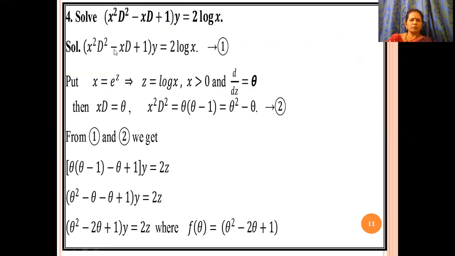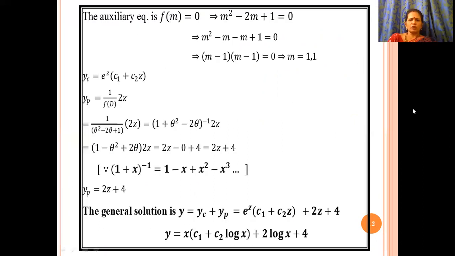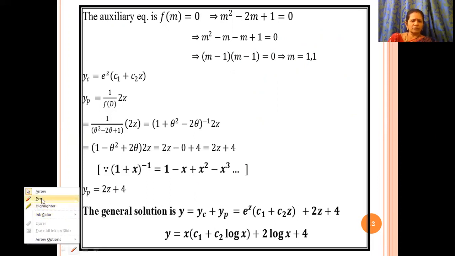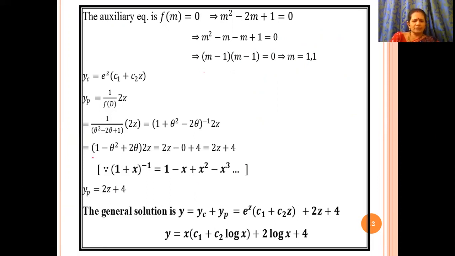Coming to the fourth problem, solve x square D square. This is a differential equation. Write down the Cauchy form. After that, write down the auxiliary equation. Okay, again repeated roots, so this is yc. Then write down the yp. This is another type of yp, so here this can be written like this. We have to apply the binomial expansion here. How to write the binomial expansion here? Again, I'll explain fast using the pen. So how to write this? This we have written. So this can be written as 1 by 1 plus D square minus 2D into e power 2z. Okay.